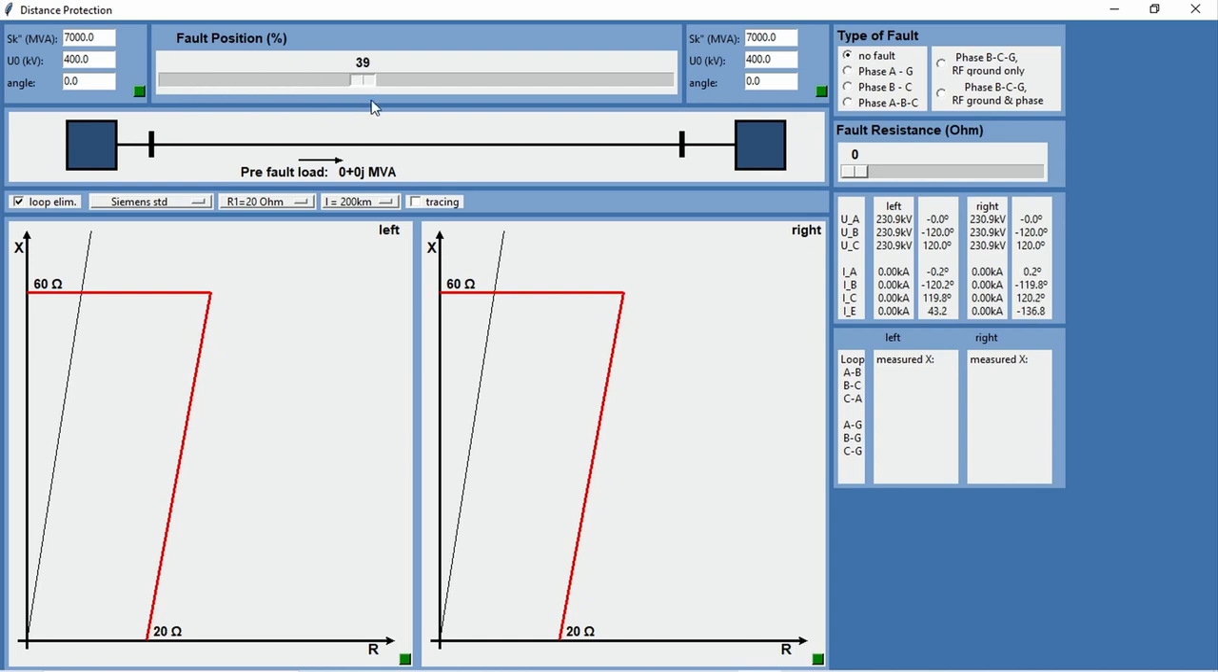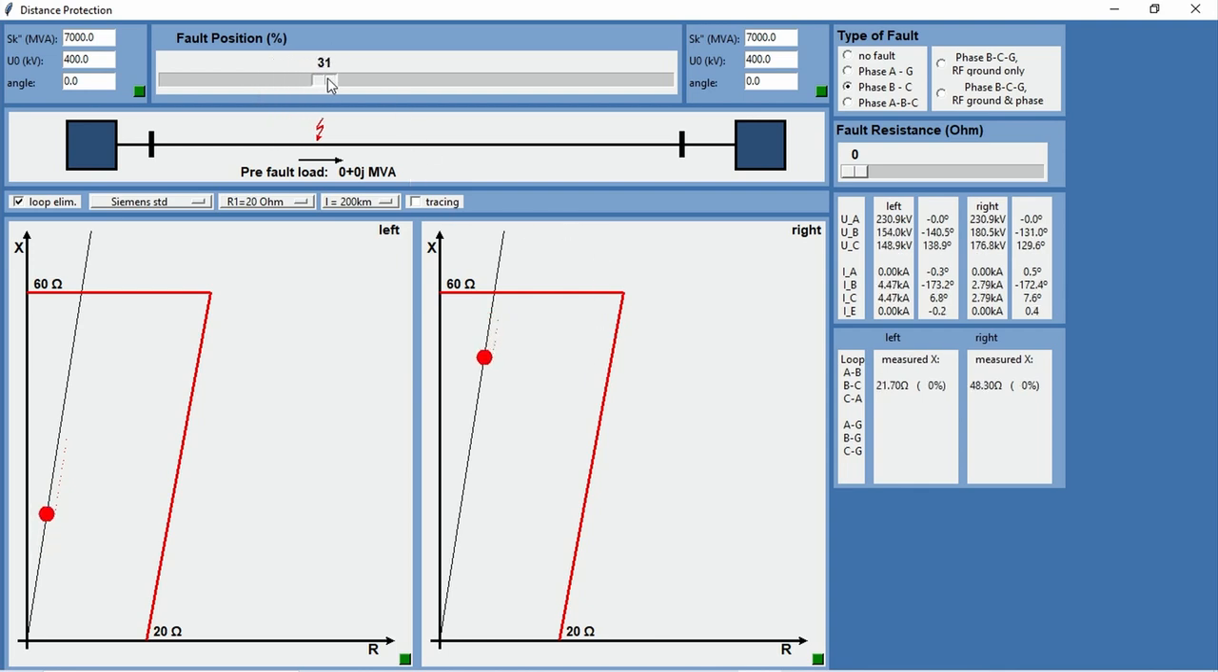And now I would like to simulate a fault somewhere on the middle of the line. 50%, we make a phase-to-phase fault. And now you see here what both relays measure. In this case, the fault is in the middle, so the relays measure the same. If the fault is near the left side, then the left side relay, of course, will see the fault closer. The right side relay will see the fault a bit further away.